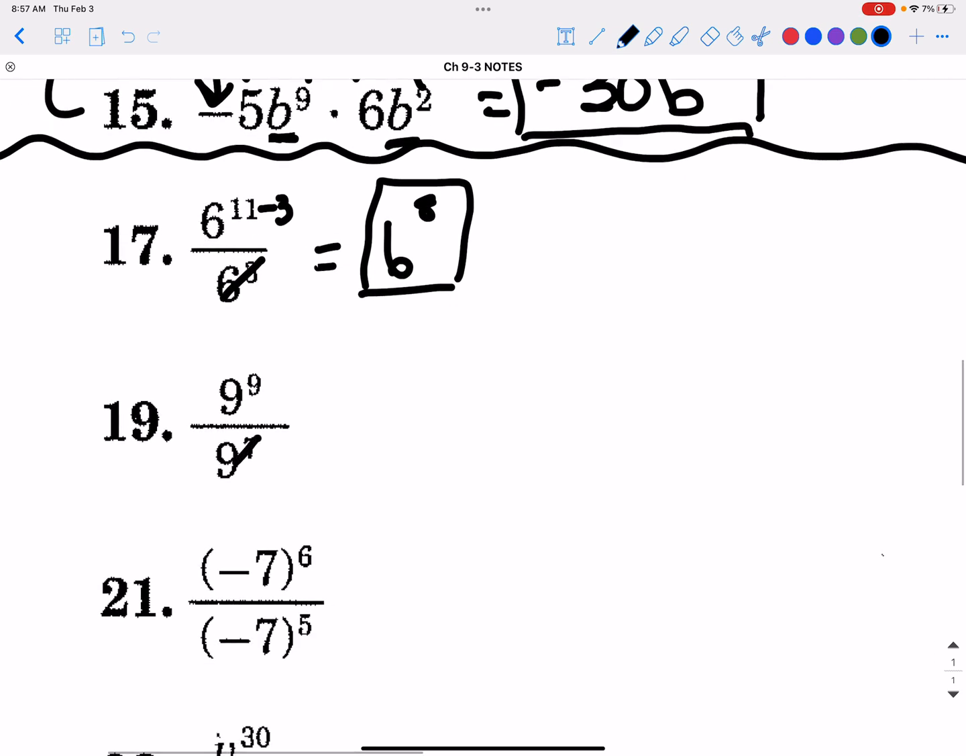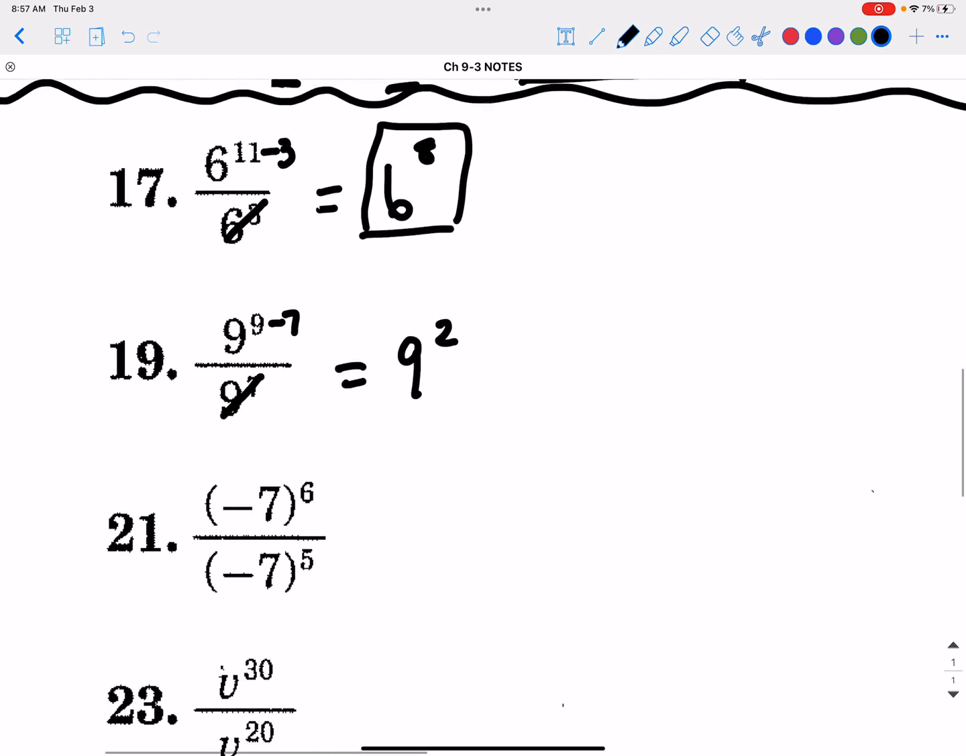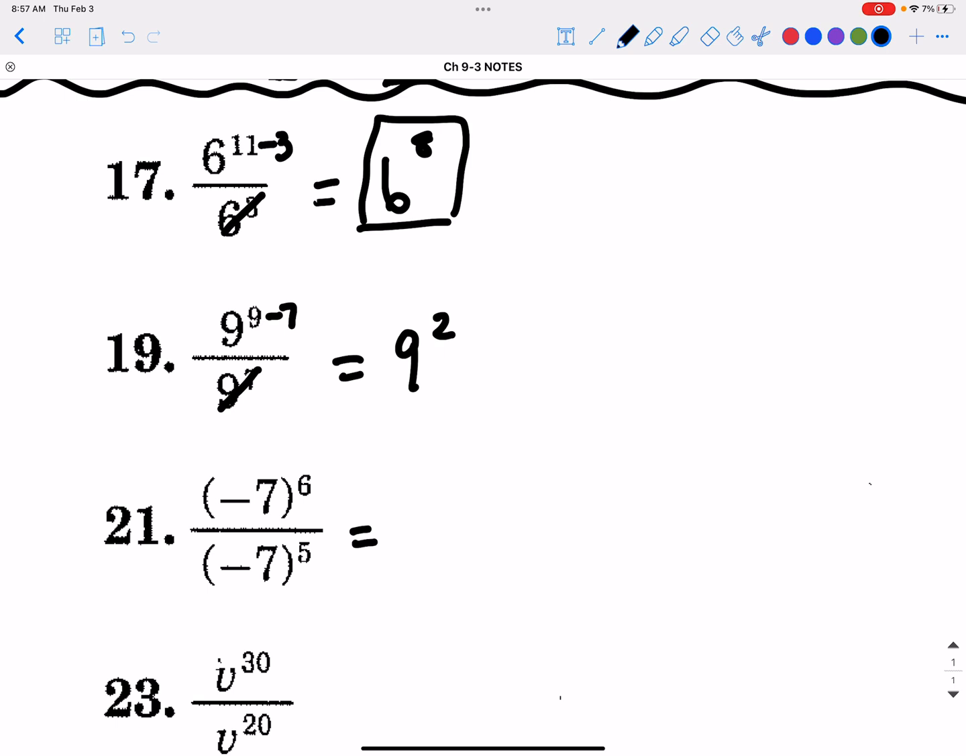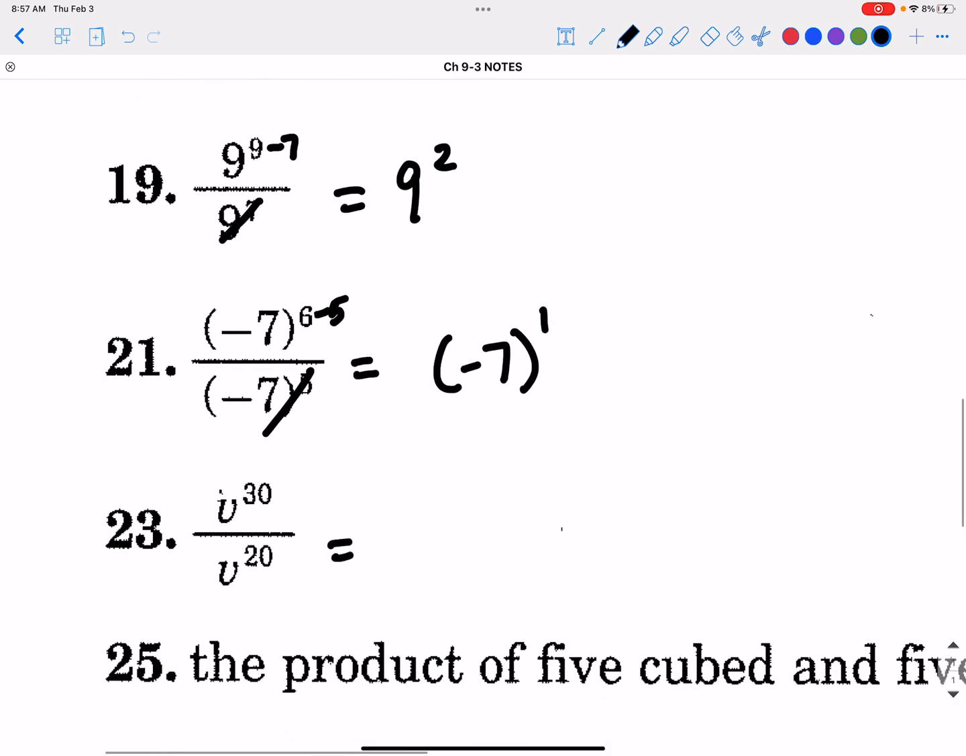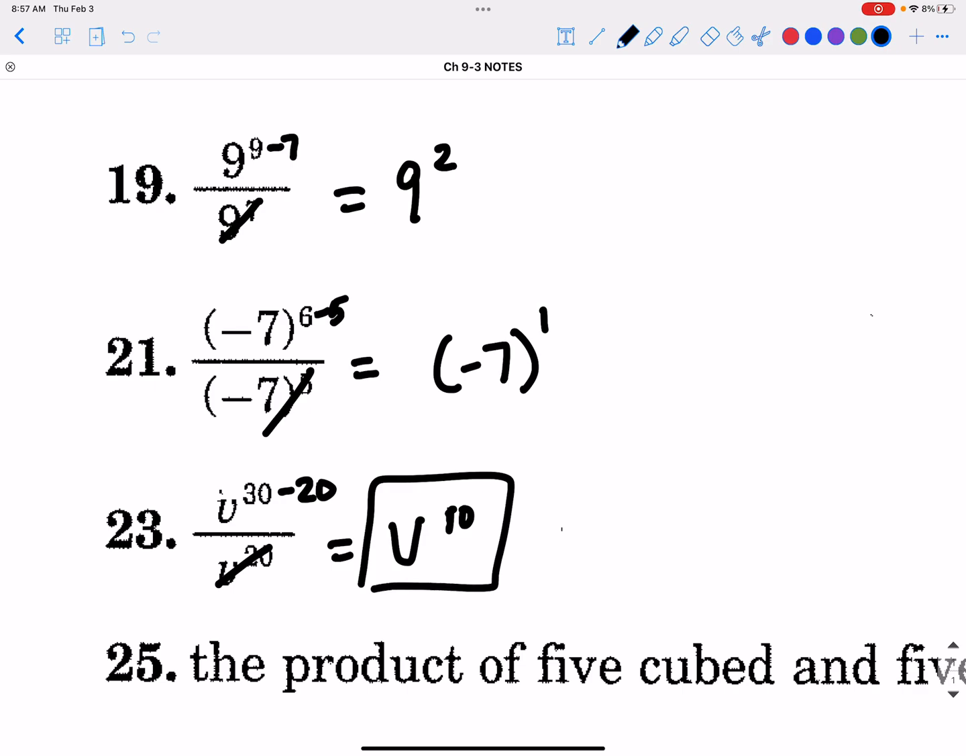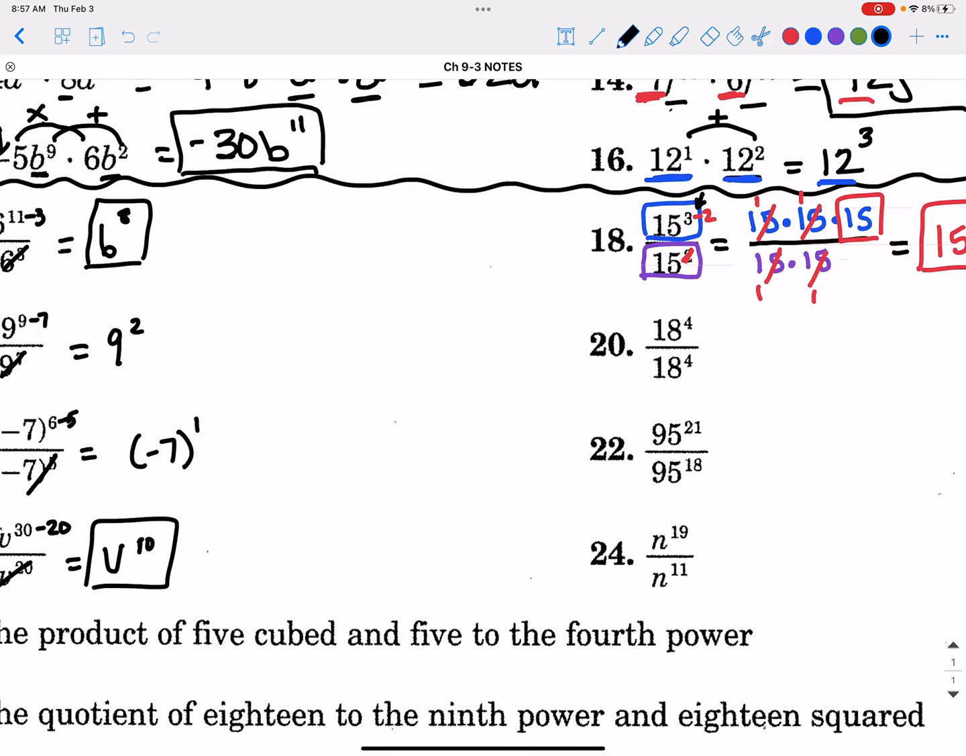Okay? 7's cancel out, taking 7 away from the top. How many do I have left? 2. Okay? 5 of these cancel out, taking 5 from the top, leaving behind 1. Okay? 20 of these cancel out, taking 20 from the top, leaving behind 10. Okay? These really are that simple.